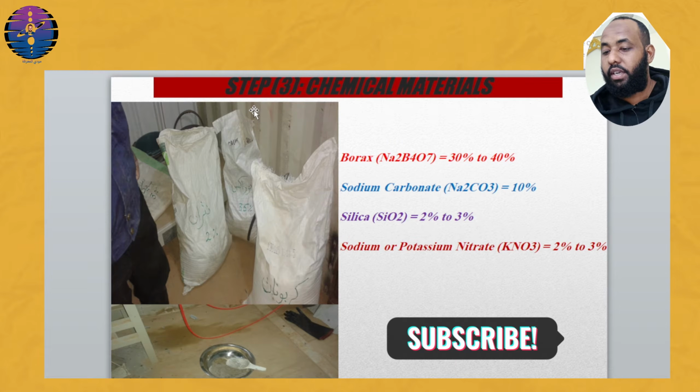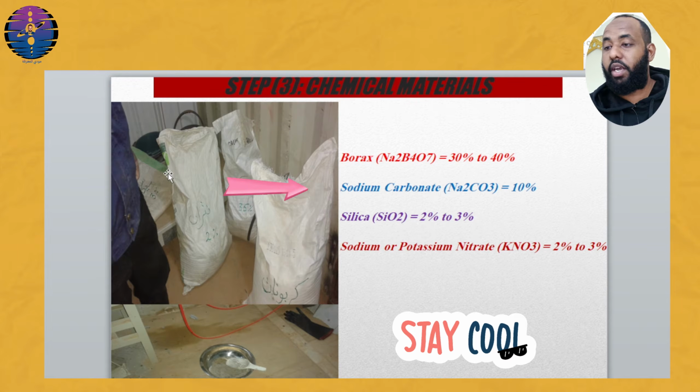The chemicals are as follows: Borax, Na2B4O7, added at 30% to 40% of the dry sample weight. Borax reduces the melting temperature and improves the smelting process by 10% to 20% of the weight, and it removes impurities while binding the pure gold particles. Number 2, sodium carbonate, Na2CO3, added at 10% of the dry sample weight. It also helps remove impurities.